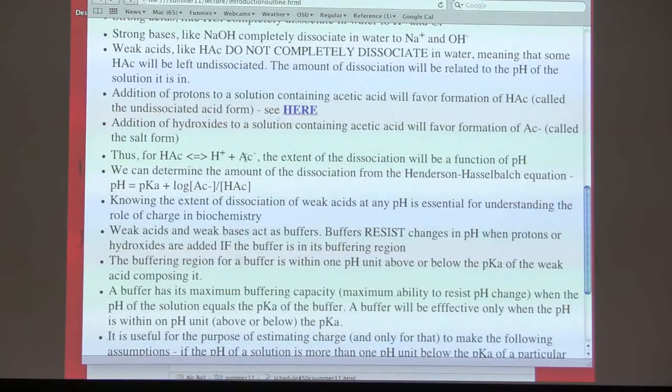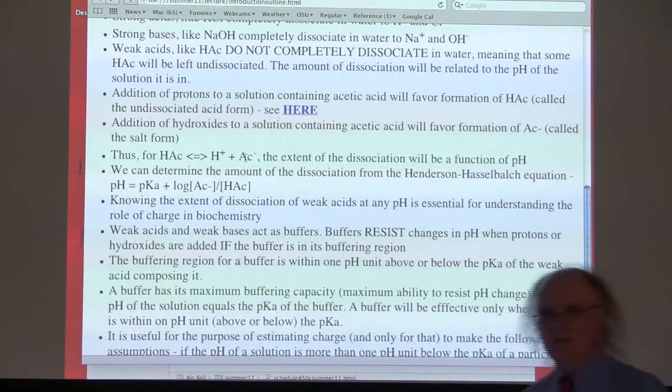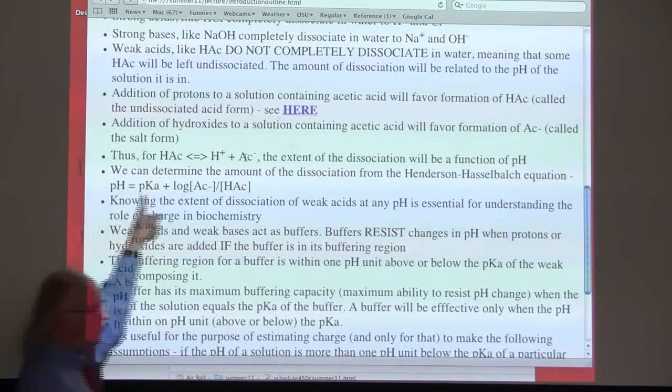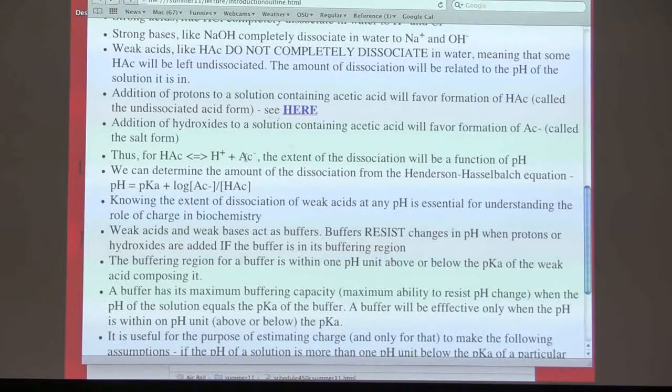We could actually use that as a definition of the pKa if we wanted to. The pKa is the pH at which a buffer system has the salt and acid concentrations equal. Okay, now, that's all very cool. Okay? This guy, I said, was resisting changes in pH.